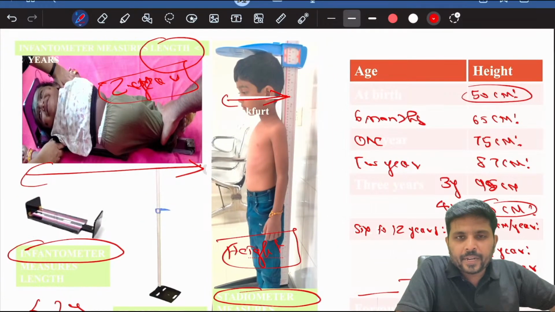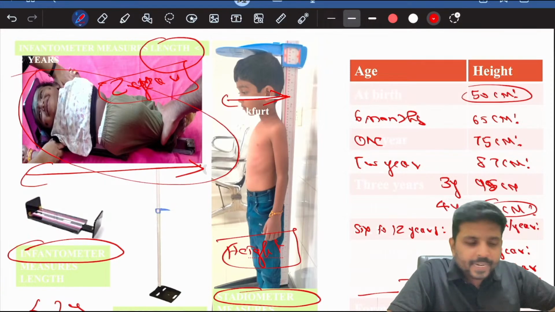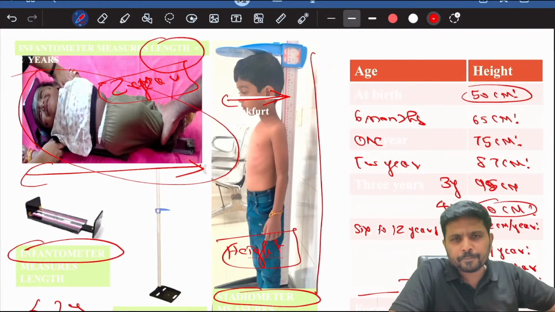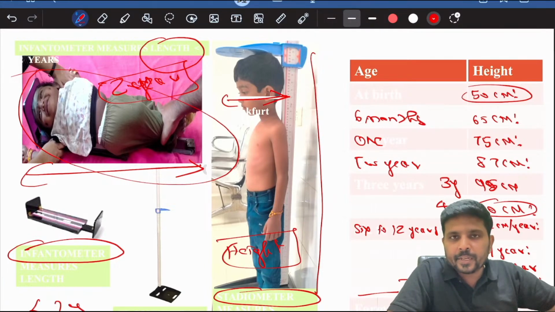I repeat, for the pediatric age group, length means less than 2 years, measured by means of an infantometer. Height means more than 2 years, with the help of a stadiometer. Between 6 to 12 years, the height gain should be more than 4 to 6 centimeter per year. Any increment of less than 4 centimeter per year, you need to rule out an endocrine cause of short stature, such as growth hormone deficiency or thyroid deficiency.